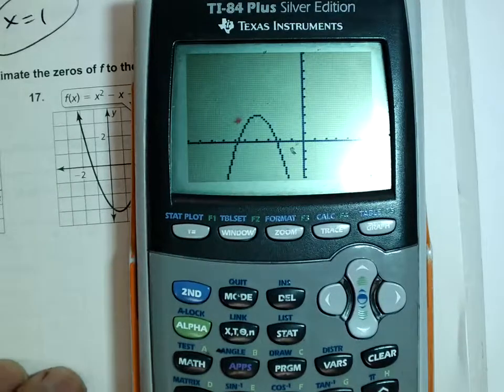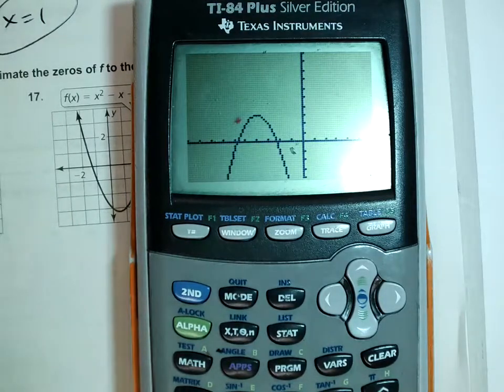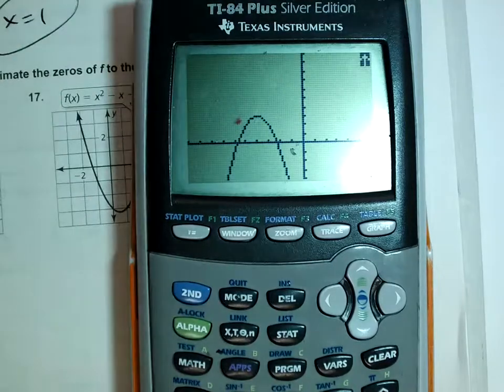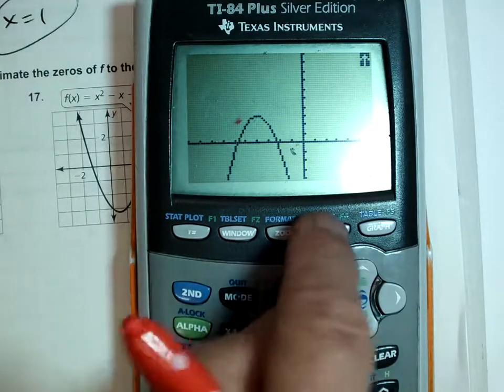Watch carefully, okay? Everybody look. Right here in blue, what's it say? Calc. Okay, we want that button, but it's in blue, okay? So we're looking for the zeros, right? We're going to let this button find the zeros for us. So we're going to go to second, calc. Okay, everybody push that. Second, so hit blue button, calc, okay? And you should get this, okay?